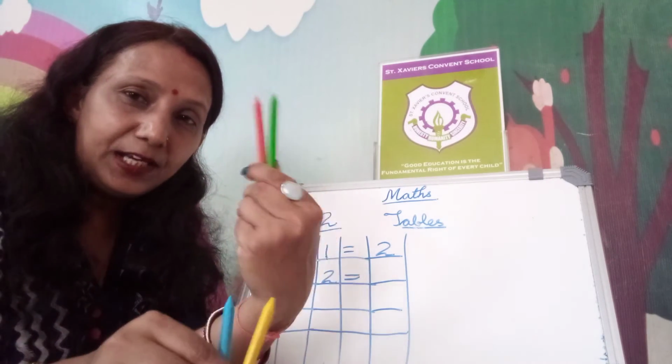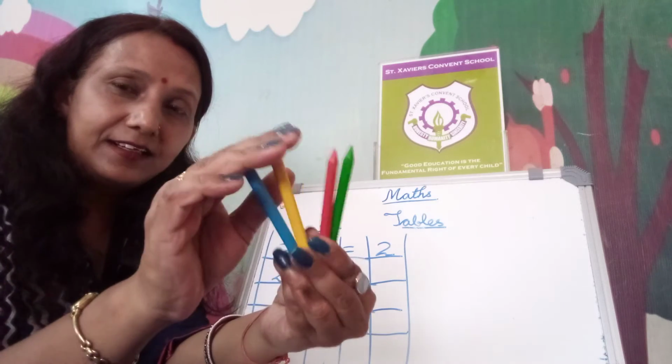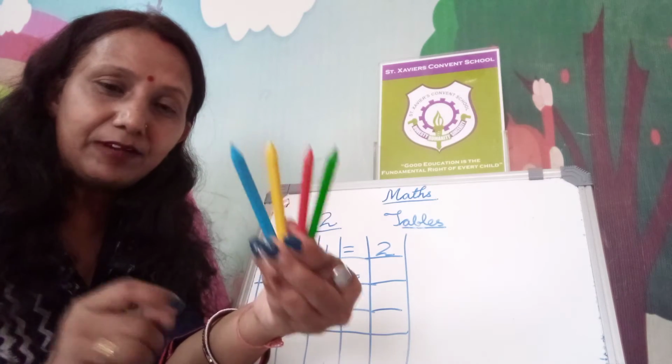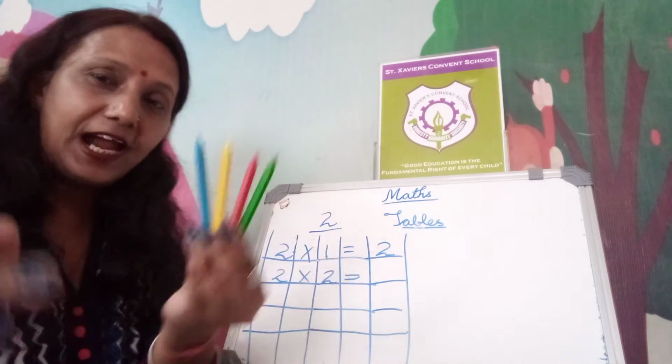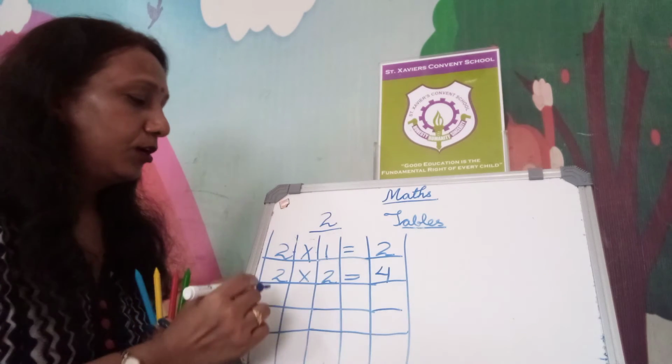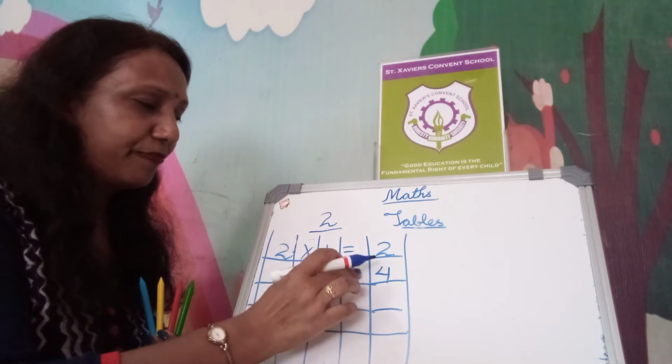Why? We have taken 2 two times and added. Then the answer will be 1, 2, 3, 4. When we add, the answer will be 4. You know the adding, I have taught you. So this is 4. 2 twos are 4.